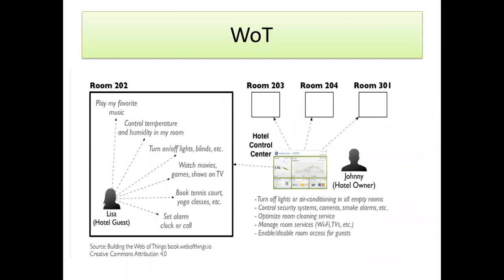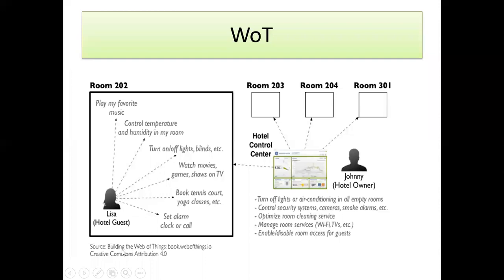Now here you can see an example for this WoT. Here we have a hotel control center. In that we have different rooms, like 202, 203, and so on. Here you can see Lisa. Lisa is the guest. Inside that room, he or she can control the temperature, and can turn off or turn on the lights.